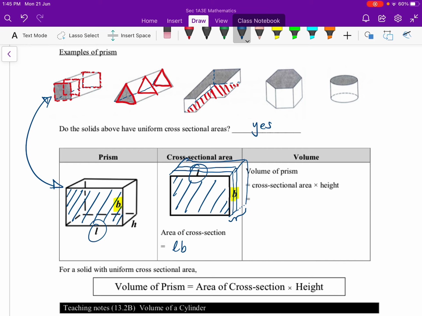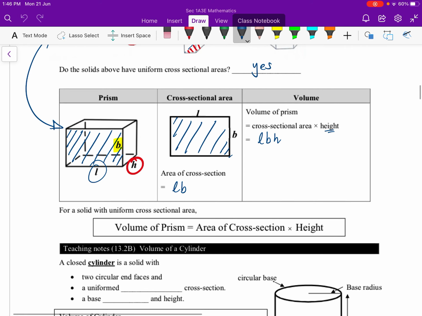So in this case, we're going to denote this distance by the letter H. Okay, so we are going to take the cross-sectional area, which is L times B. We're going to multiply it by the letter H, in this case the thickness, and that will be our volume. And this is the formula that you have learned for the volume of a cuboid. It came from the idea of stacking together multiple pieces of the uniform cross-section to get the volume. So this is our general formula for finding the volume of a prism.